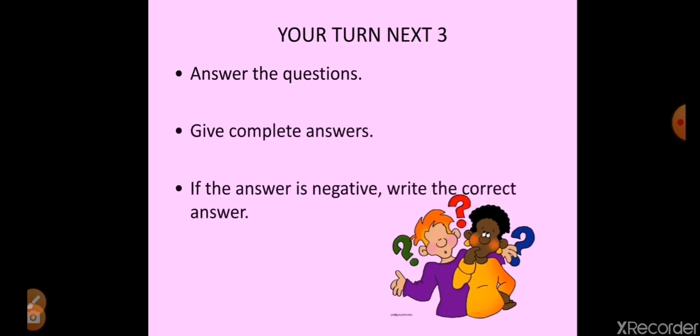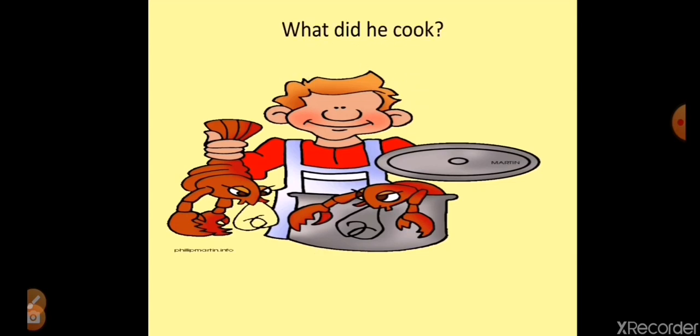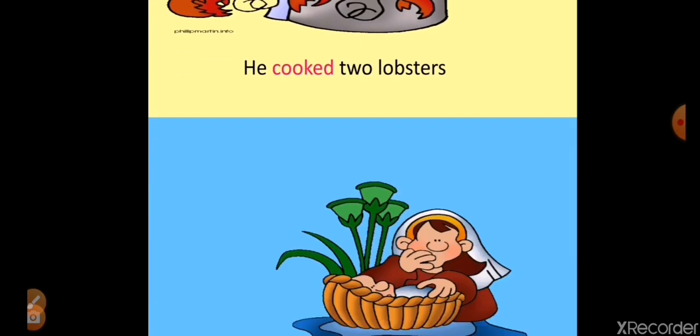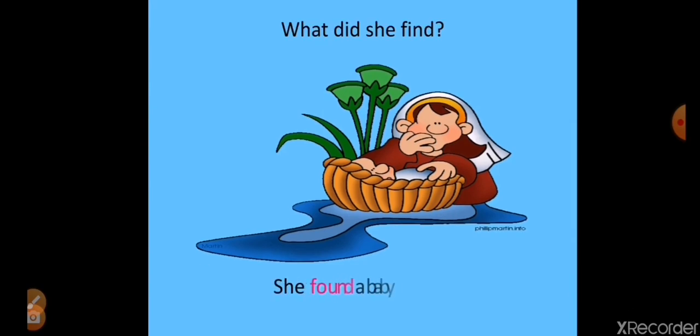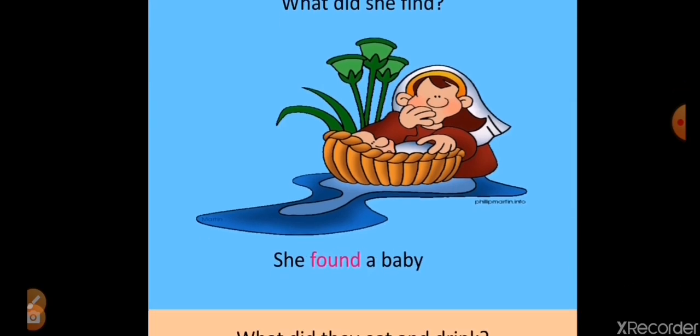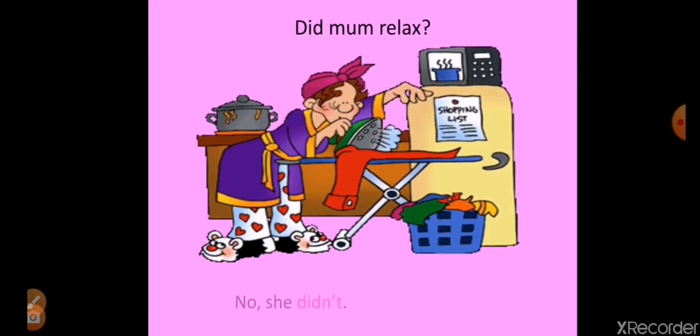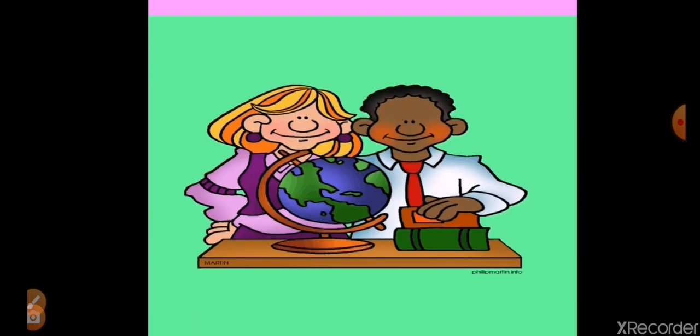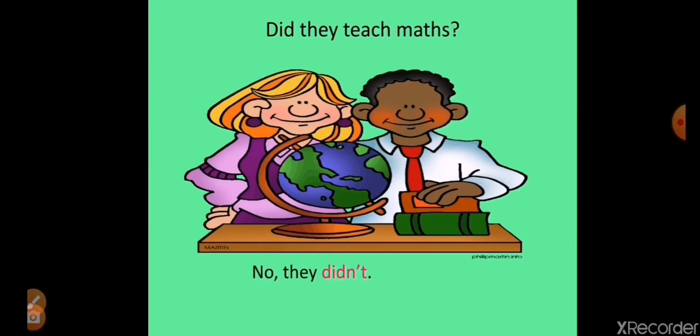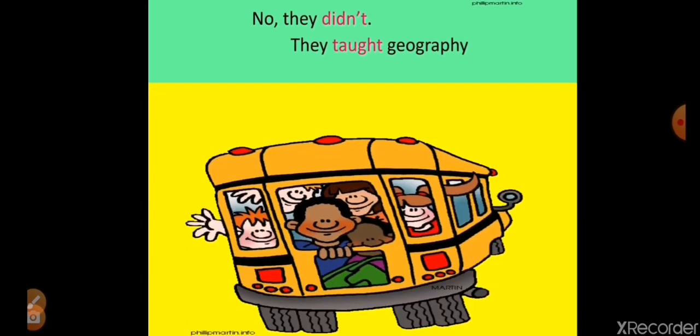Now again, answer the questions, give complete answers. If the answer is negative, write the correct answer. For example, what did he cook? He cooked 2 lobsters. What did she find? She found a baby. What did they eat and drink? They ate watermelon and drank juice. Did Mom relax? No, she didn't. She did the housework. Did they teach math? No, they didn't. They taught geography.